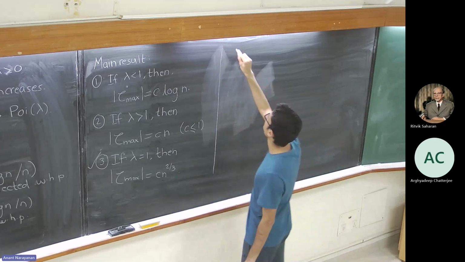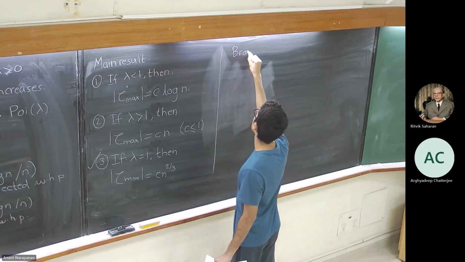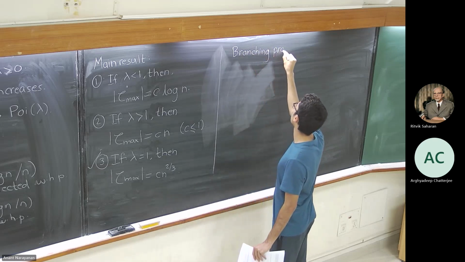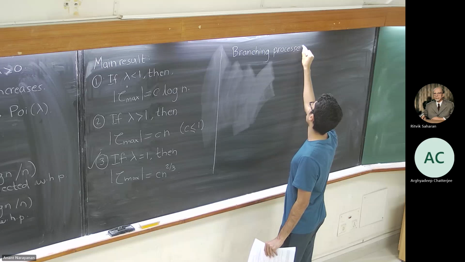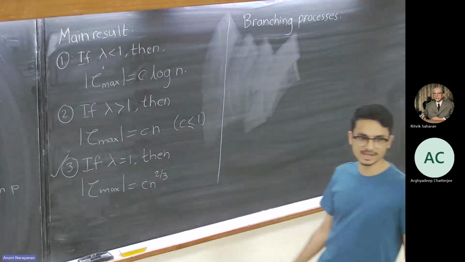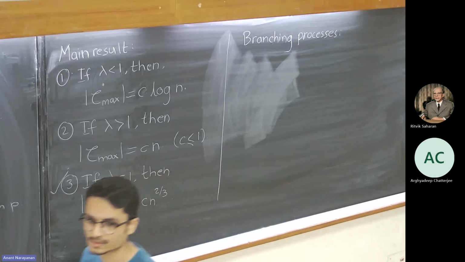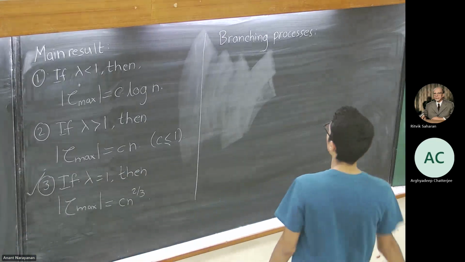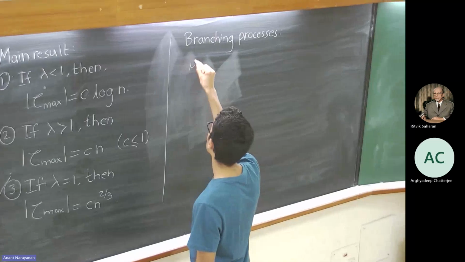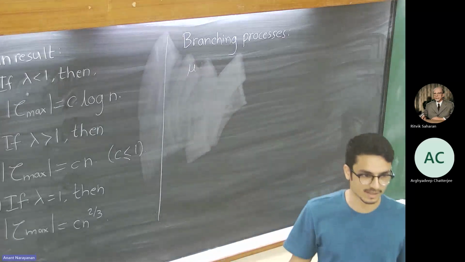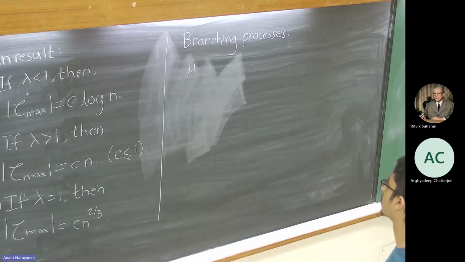So let's start with branching processes. What is a branching process? This is a model used to describe population evolution. What you have is a distribution, a discrete distribution on the natural numbers, or other non-negative integers.